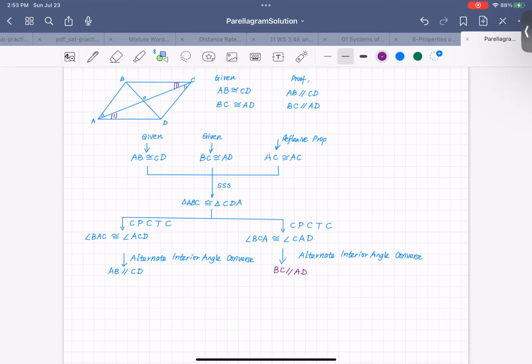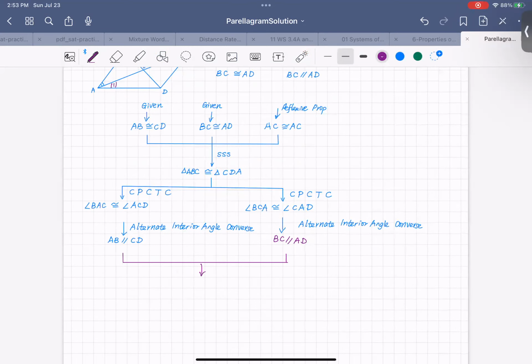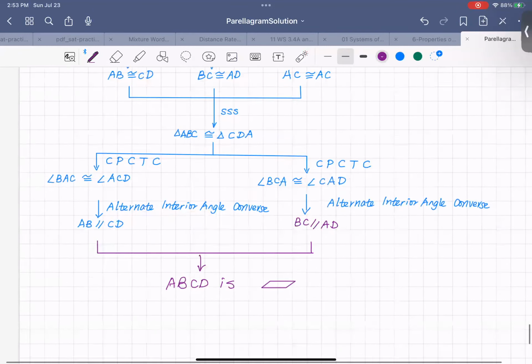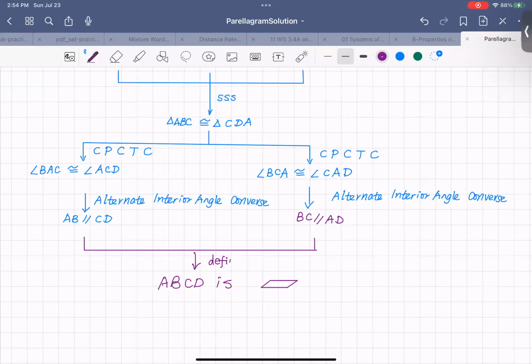Do you see these two? Can you support that your ABCD is a parallelogram? That's the definition, right? So the conclusion is ABCD is a parallelogram. This is because of the definition of parallelogram. The definition of a parallelogram is that you have the two pairs of opposite sides parallel.